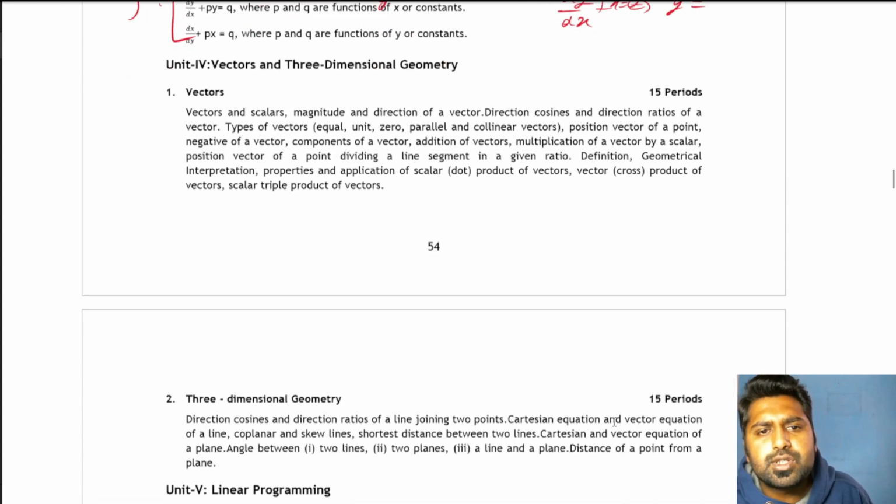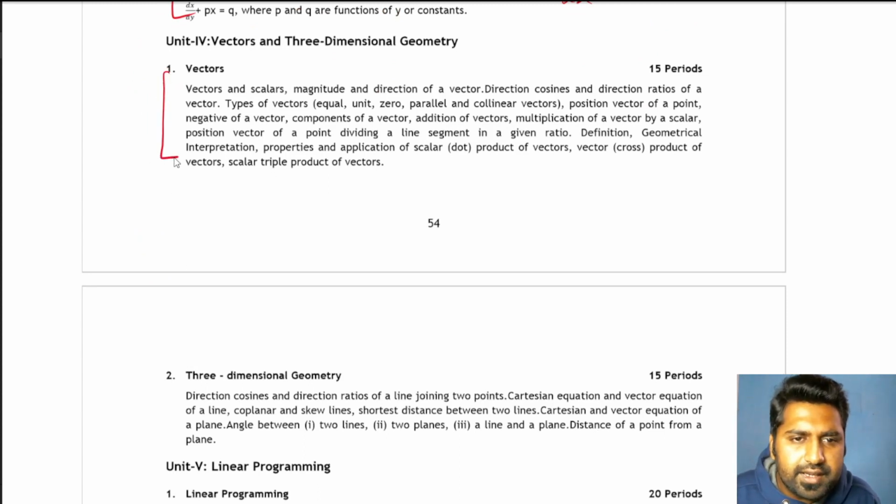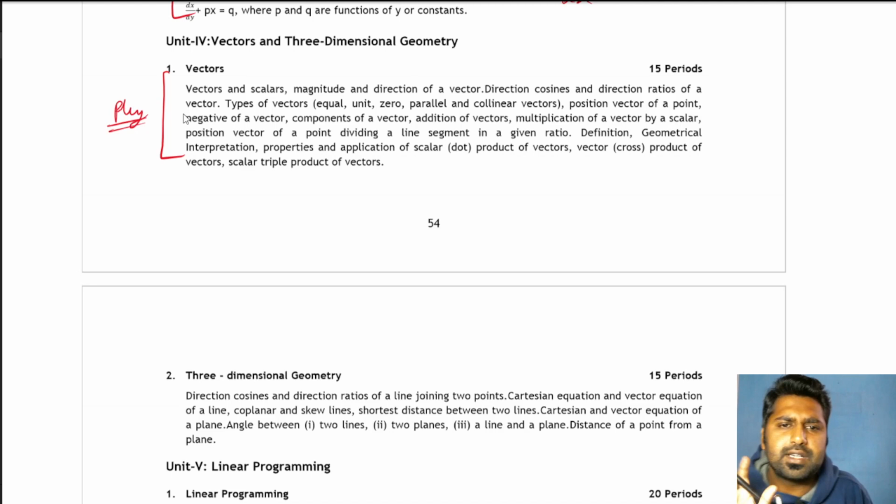Then comes vectors. Now if you are studying physics, I think this particular chapter will be very easy for you from a physics point of view. You must already be knowing a lot of things if you have studied vectors in physics. Irrespective, I will assume zero knowledge and I will teach you from the basics.